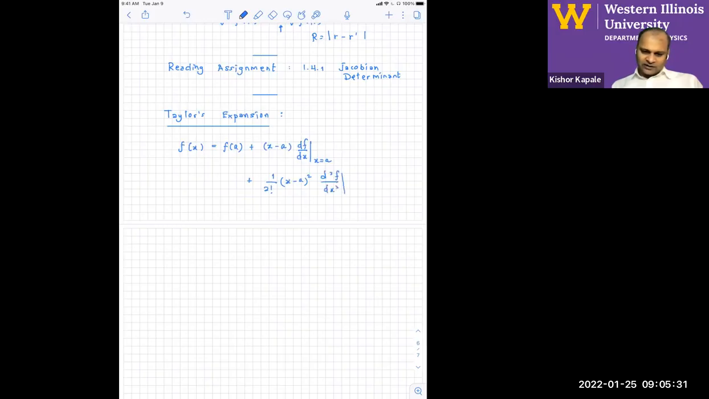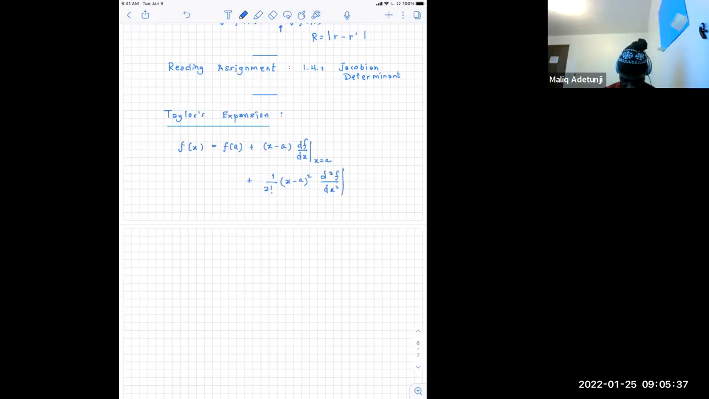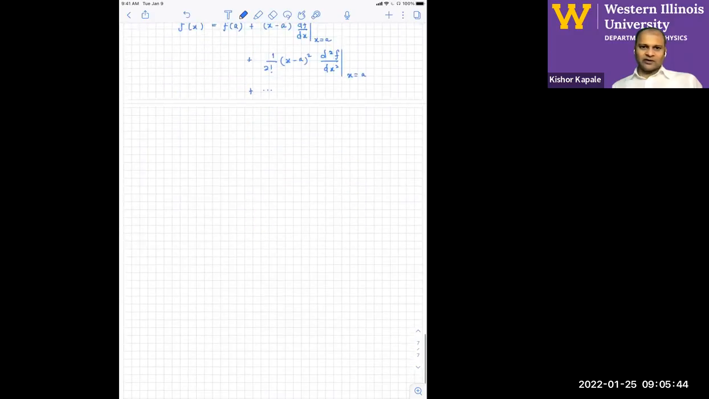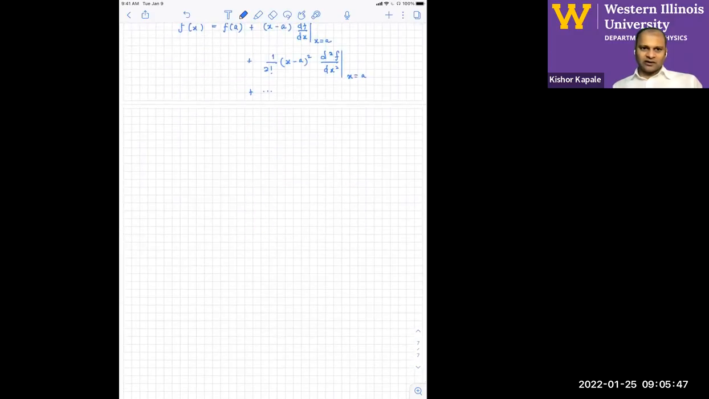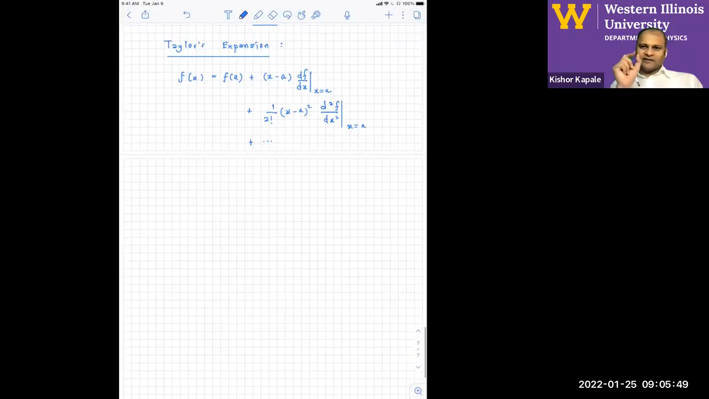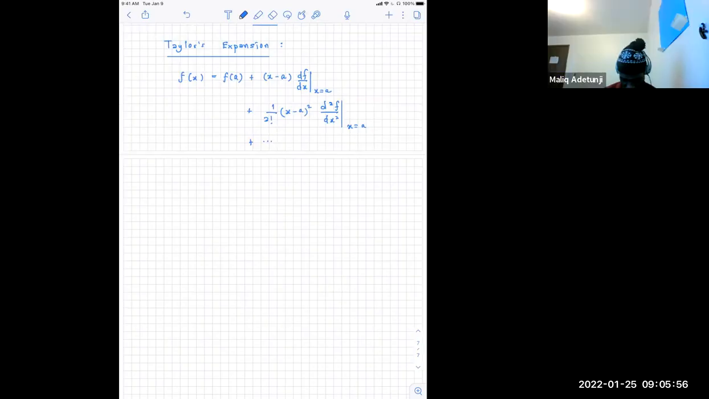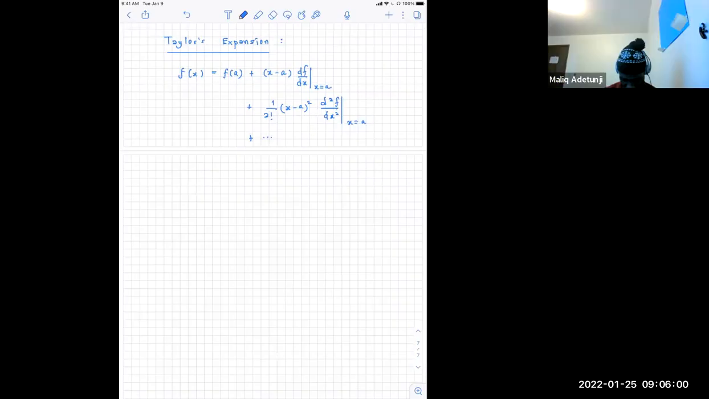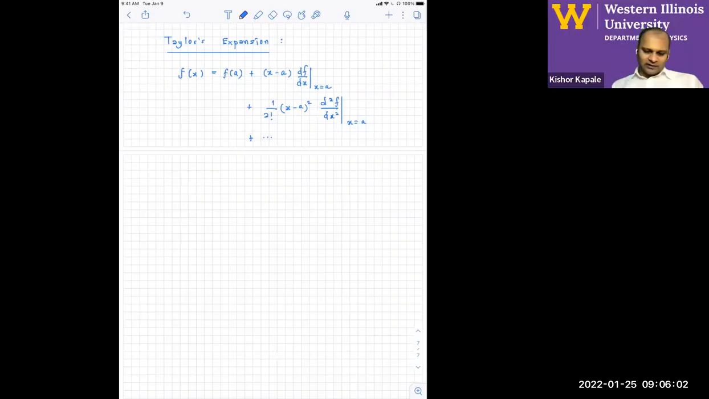Again, it's a special value of that derivative that matters, at x equal to a, and so on. So you can write that down. The next term would be 1 over 3 factorial, x minus a cubed, third order derivative, and so on. As you can see, if x is very close to a, the higher order powers, x minus a squared, x minus a cubed, are all progressively smaller. And so you get a good approximation within the first two terms, the f of a and so on.